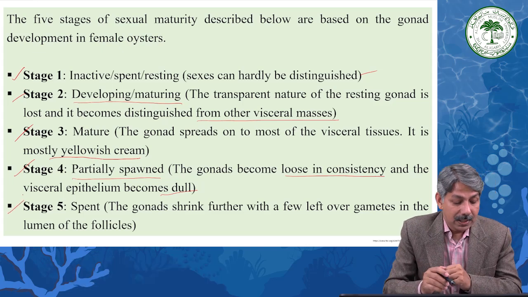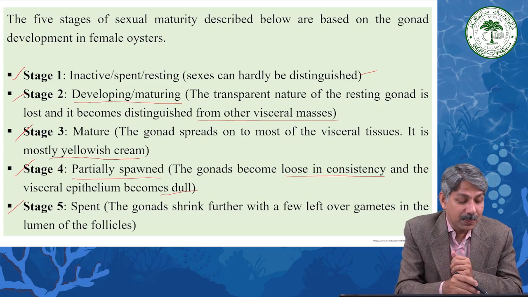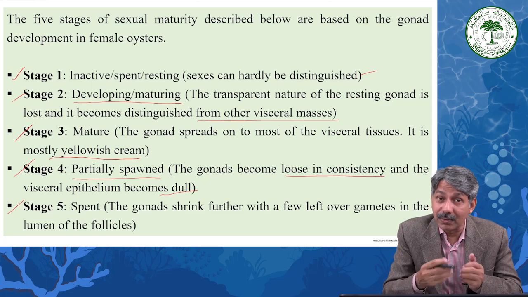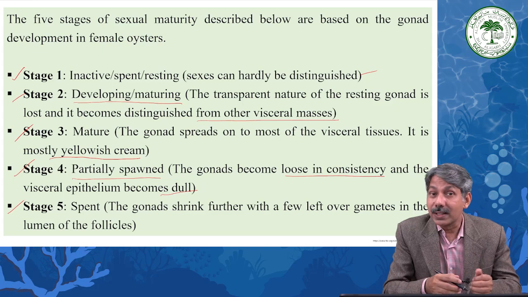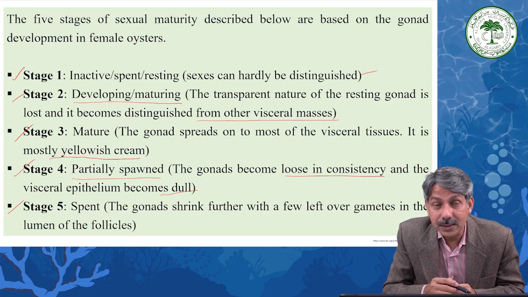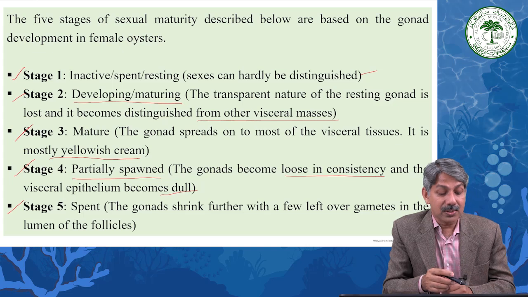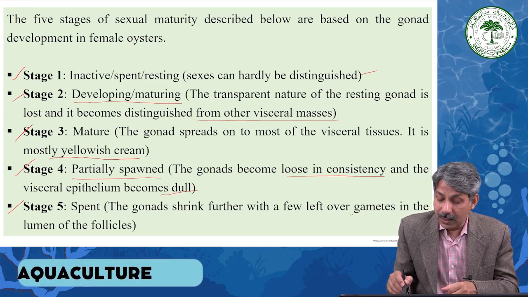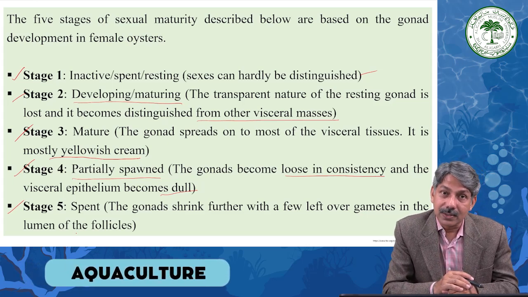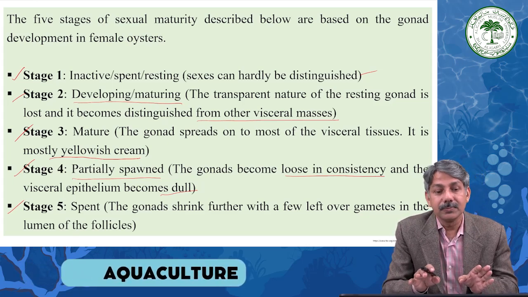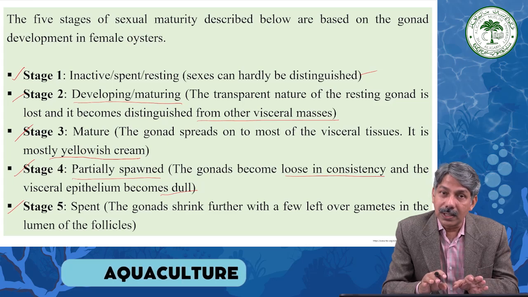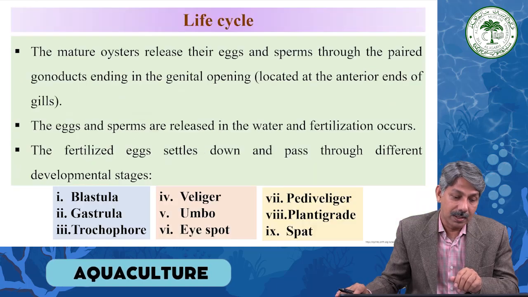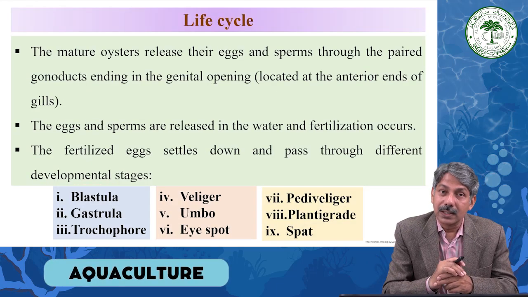Whereas in stage 5, when this is a spent stage, when spawning has already occurred, when the gametes have been released. So that is why the name is spent stage. This spent stage or this kind of classification you will also see in case of fishes also. The gonads shrink further with a few leftover gametes in the lumen of the follicles. So after spawning has occurred, the stage of gonadal development is known as spent stage. So these are major 5 stages which are described for Pinctada fucata gonadal maturation.